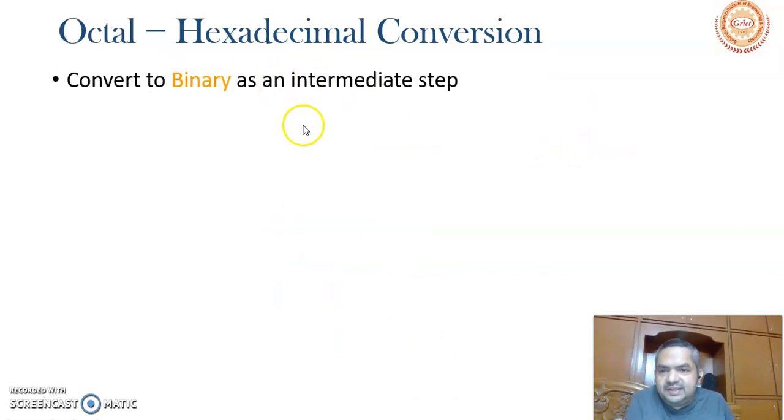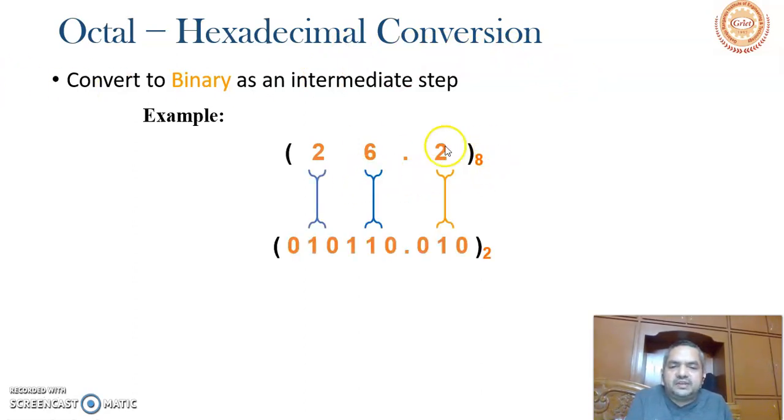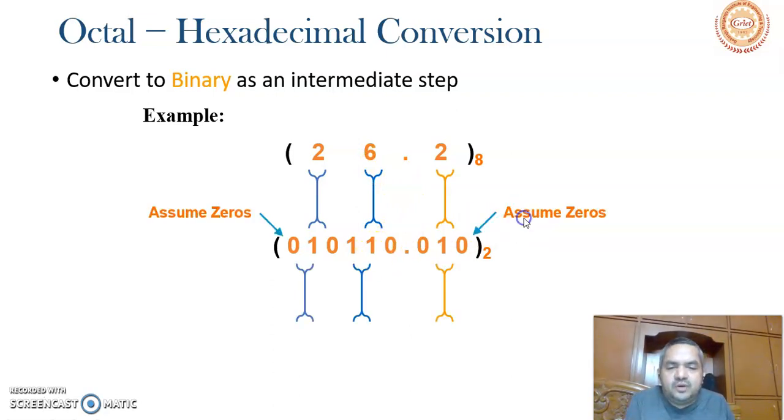So the next step is like this. What I do is convert to binary as an intermediate step. For example, octal 26.2 is there. Convert it to binary first using the previous method of grouping of 3, because 8 means 2 power 3. I am getting some value. Now make groups of 4 from this binary, assuming zeros, so that the base will be 16. So octal can be straight away converted to base 16.